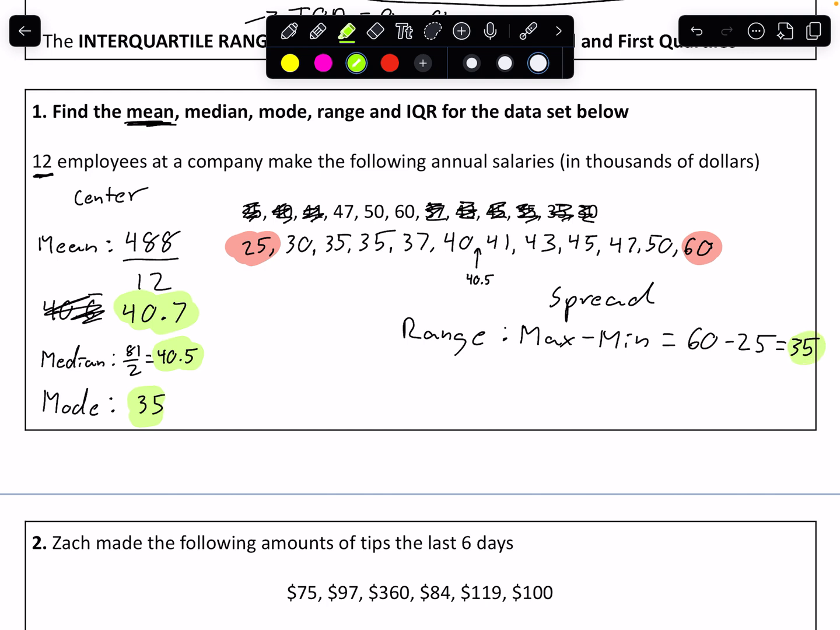And then we run into our IQR. Looking at our IQR, again, if you go back, it means that you have to do Q3 minus Q1.